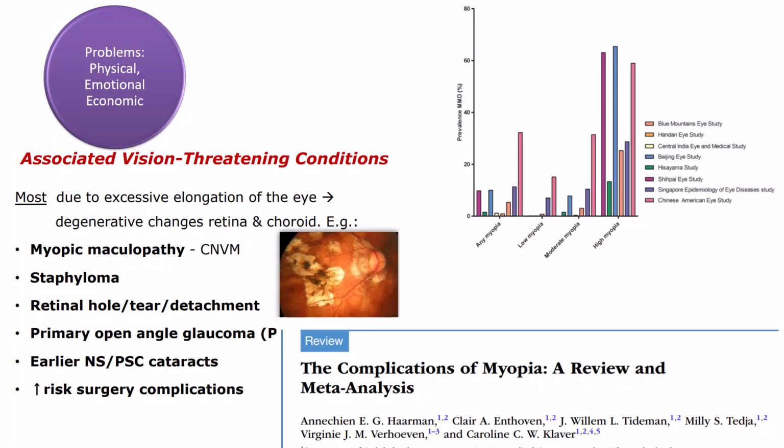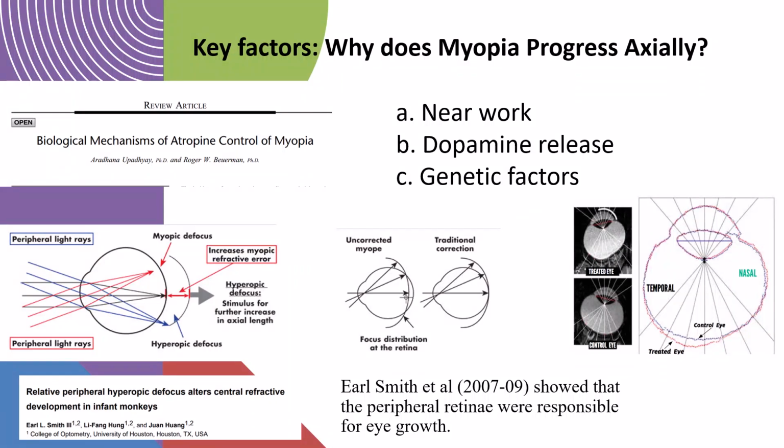Other complications, at a later age, are primary open angle glaucoma, earlier nuclear sclerosis, and posterior subcapsular cataract. And obviously, they will have an increased risk of surgical complications owing to high myopia and peripheral retinal degeneration. So, these are two key risk factors of how myopia progresses axially.